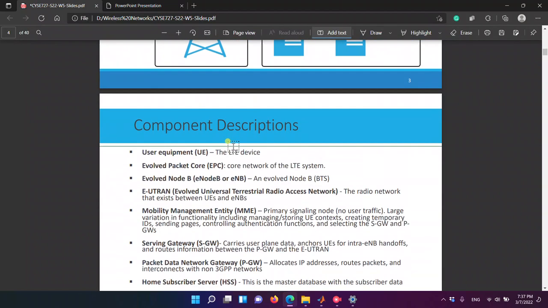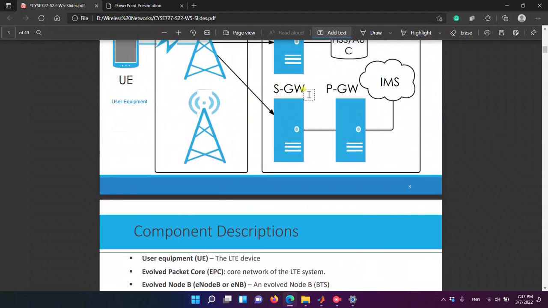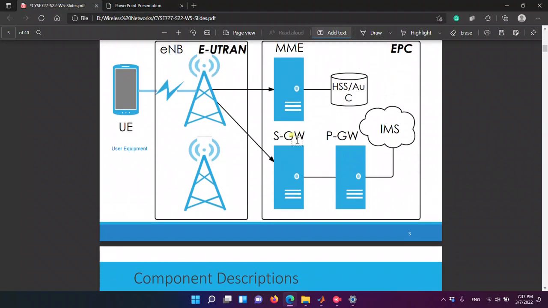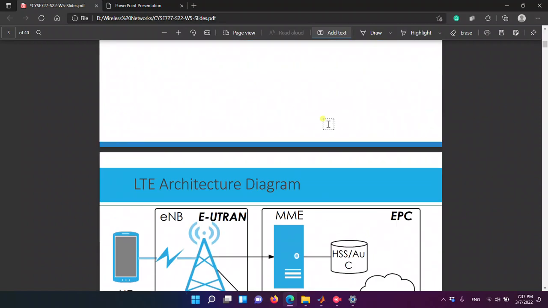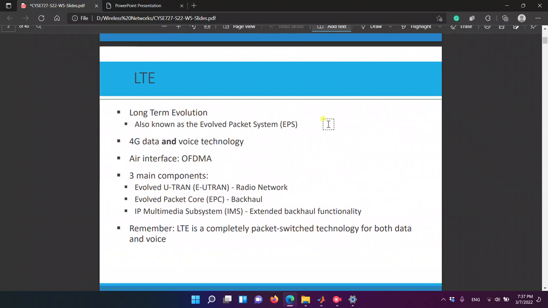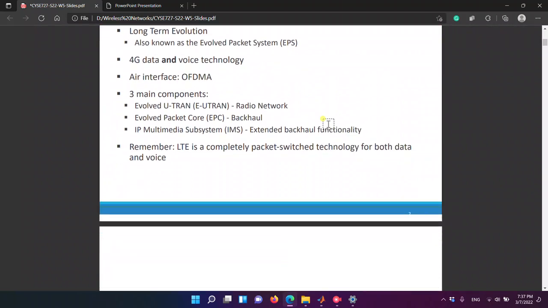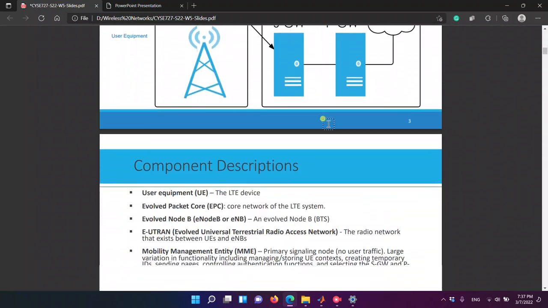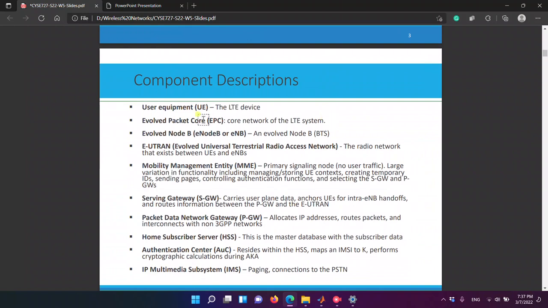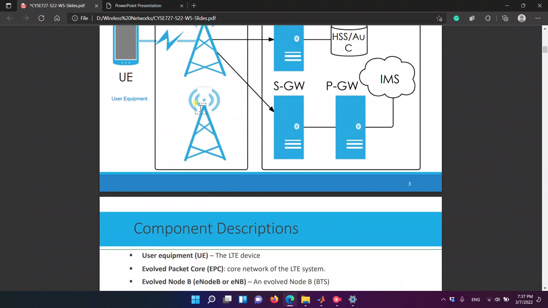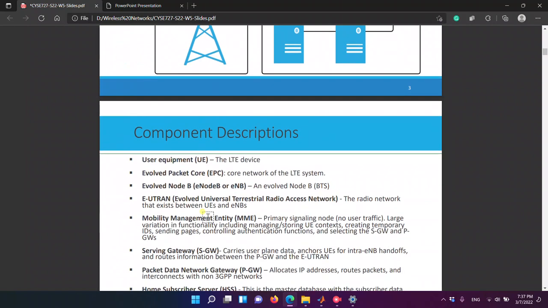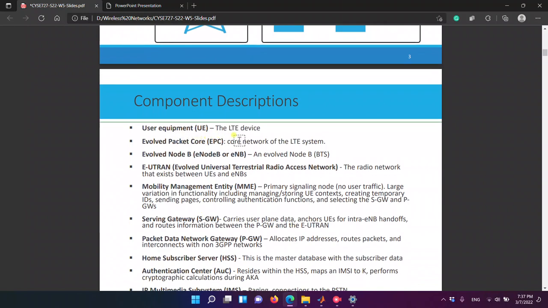Okay, so let's continue. I really wonder what SGW means. Ah, GW means gateway, I think. Or S, I don't know. S and P, I don't know. Maybe there's a word here. Nope, I don't know. Okay, so the user equipment. Oh okay, it's written here.